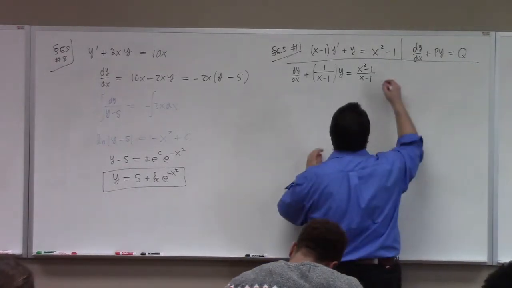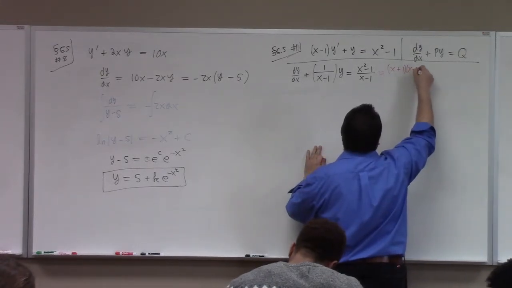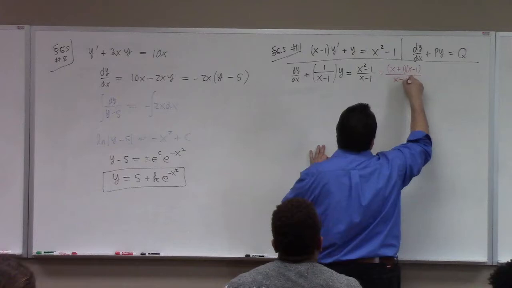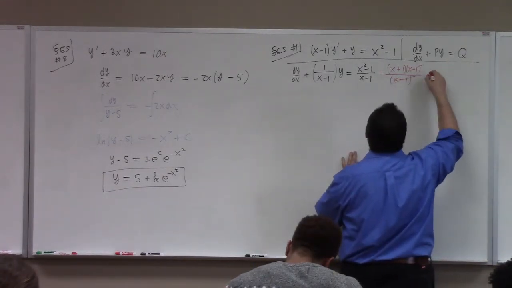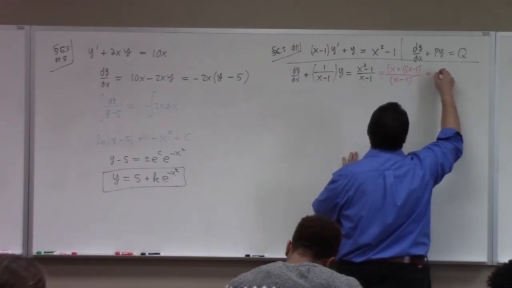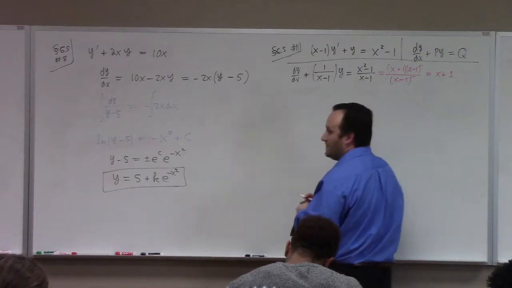What's x squared minus 1? Right? So what happens here? Yeah. Assuming x is not equal to 1, right? But if x is equal to 1, this thing is kind of misbehaving anyway, so we're going to pretty much assume x is not equal to 1 throughout here.